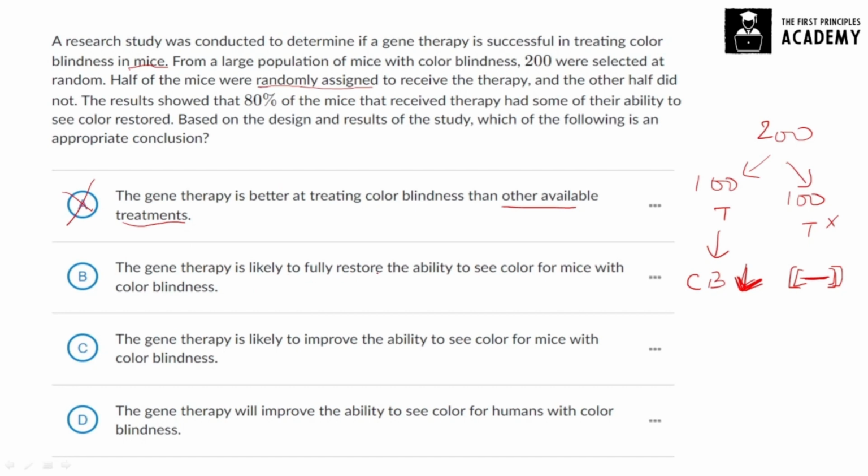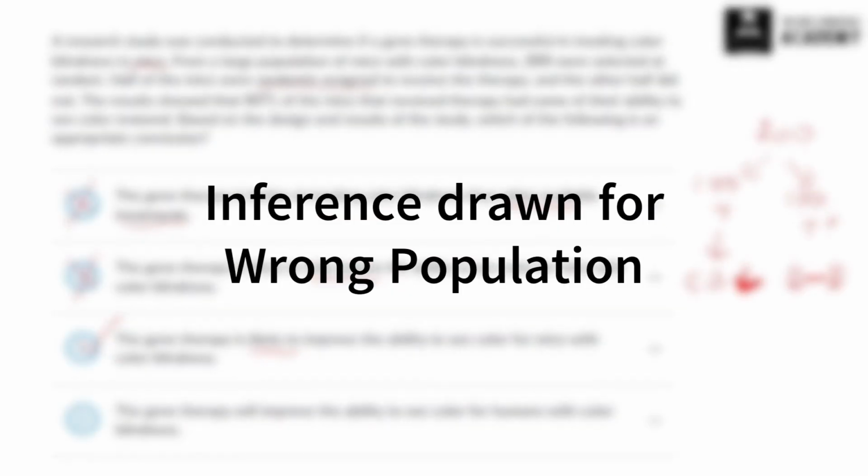Gene therapy is likely to fully restore the ability to see color for mice with color blindness. It doesn't fully restore. It shows some improvement, some of their ability, and only in some of the mice, 80% of the mice. So again, this is a very far-fetched claim. The gene therapy is likely to improve the ability to see color for mice with color blindness. Likely is a softer word. It does restore some ability in some of the mice. So yes, it is likely that gene therapy will restore some of the ability. Option D says gene therapy will improve the ability to see color for humans. Again, no experiment was done on humans, so you can't make any valid claims about humans.